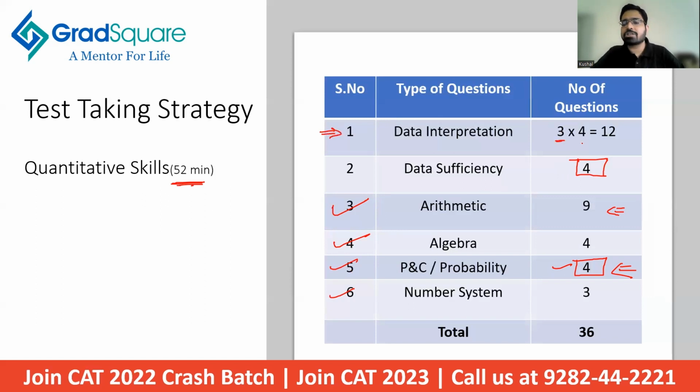There were 3 data interpretation sets, 4 questions each, all in all 12 questions. These questions were a bit calculation intensive, there is no doubt about it. But to get 2 sets right out of 3 is not going to be very, very challenging for you. So please ensure you prepare really well on data interpretation.